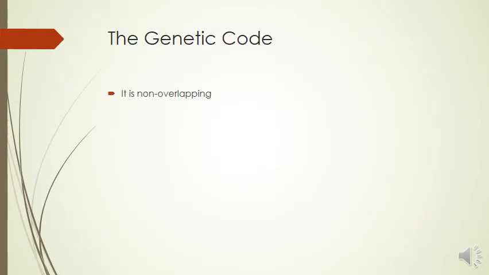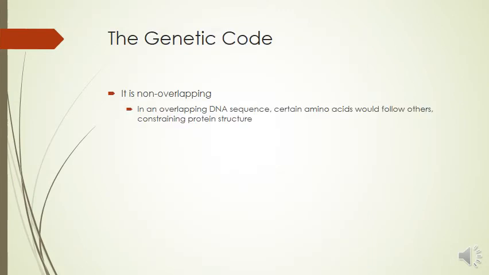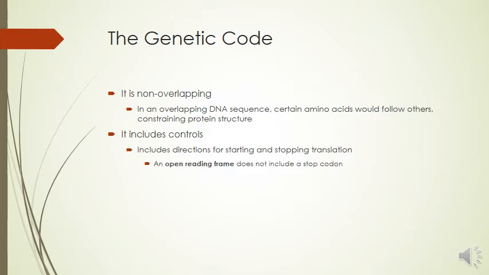The genetic code is non-overlapping. In an overlapping DNA sequence, certain amino acids would follow others, constraining protein structure. The genetic code includes controls. It includes directions for starting and stopping translation. An open reading frame does not include a stop codon.